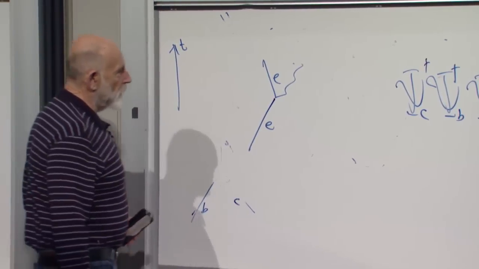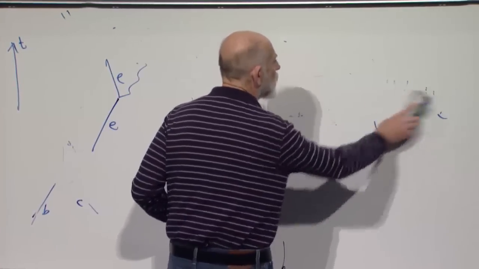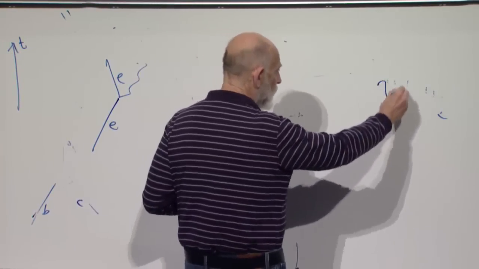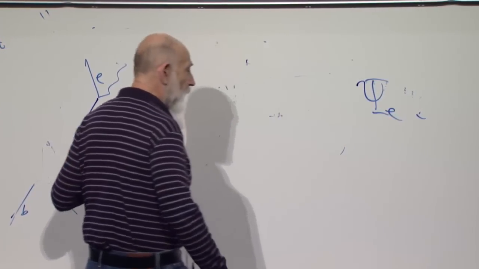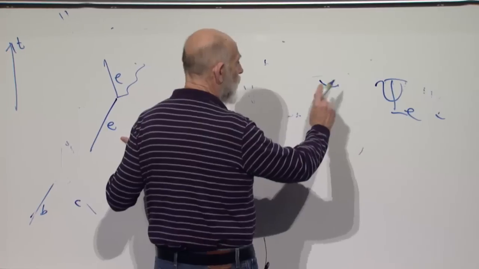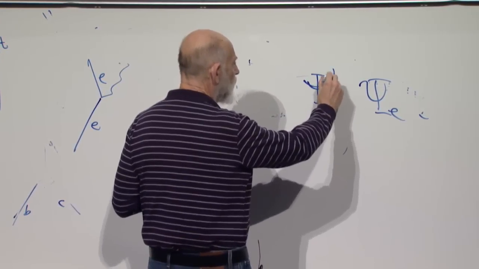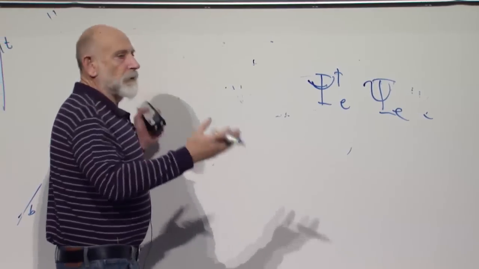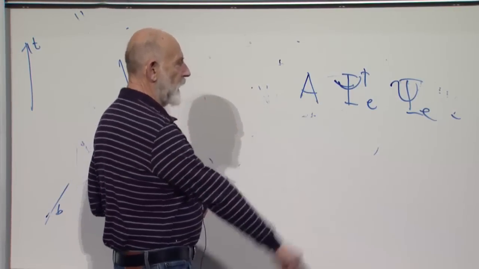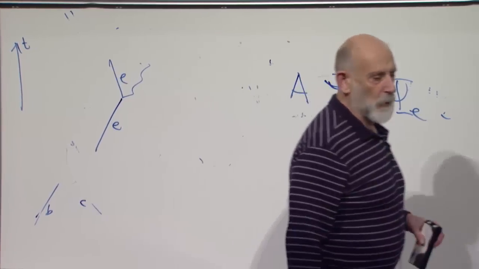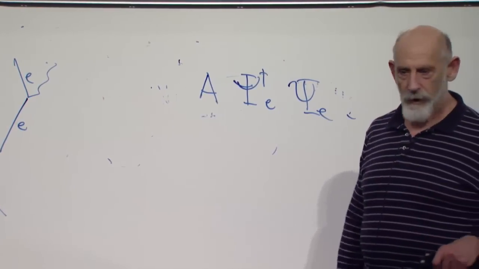Okay, so the operator for that would be psi electron that annihilates an electron, psi dagger, create an electron, and then a photon creation operator. The photon field is called A, all at the same point. So it absorbs an electron, creates an electron, and emits a photon.